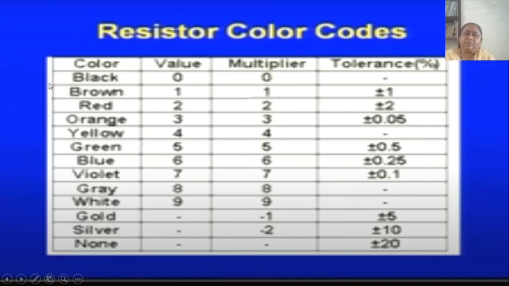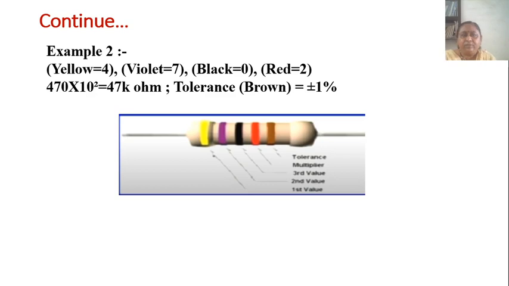How do you remember this resistor color code? BB Roy, Great Britain, Very Good Wife. Remember these colors using this line: BB Roy, Great Britain, Very Good Wife.